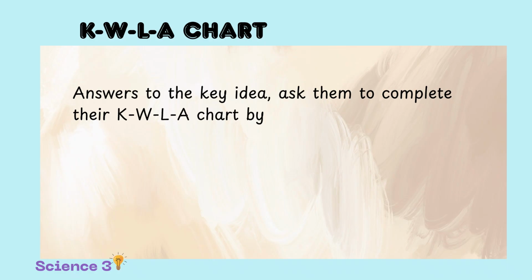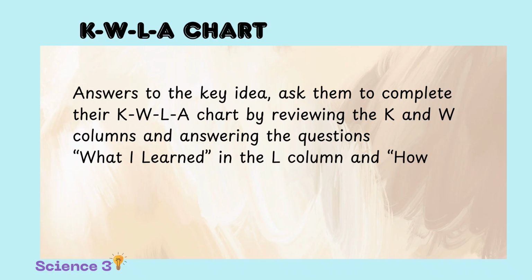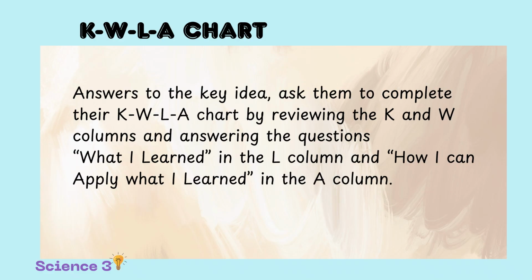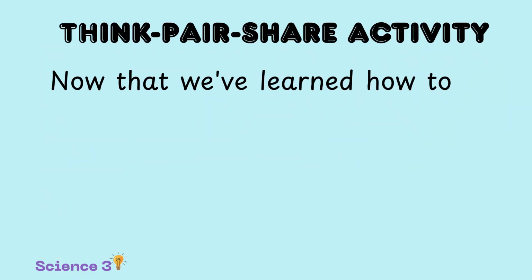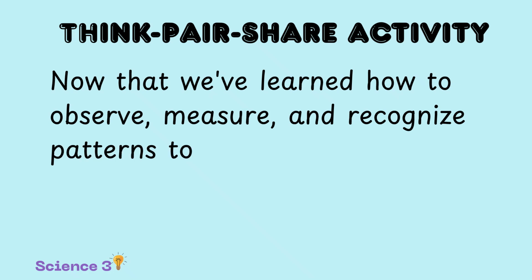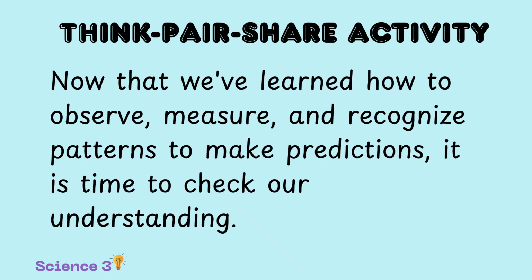Now answer the KWL chart, answer the key idea asked, and complete the KWLA chart by reviewing the K and W columns and answering the questions. What I learned in the lesson column and how I can apply what I learned in the A column. Now that we've learned how to observe, measure, and recognize patterns to make predictions, it is time to check our understanding.